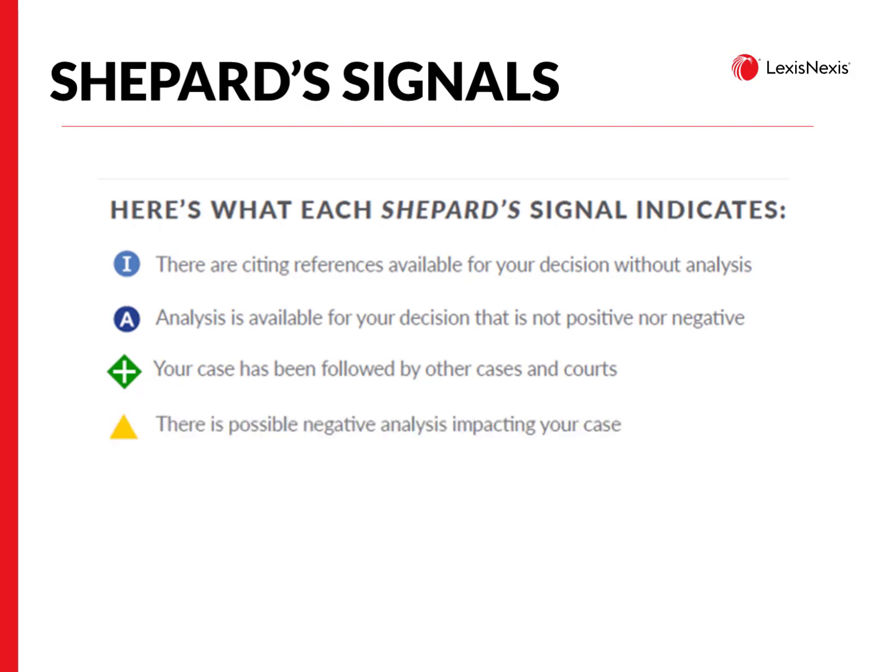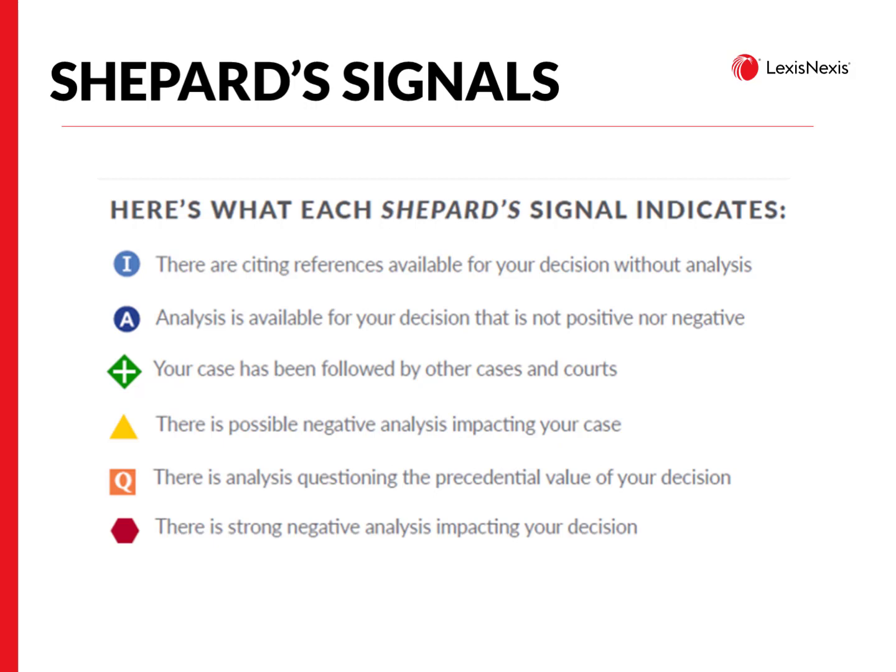The yellow triangle means that the case has possible negative treatment, usually indicating that the decision has been criticized or distinguished. The orange Q indicates that the validity of the ruling in the case has been questioned. And finally, the red stop sign symbol indicates that there is strong negative history with the case. This usually means that the case has been overturned or overruled. These Shepard signals indicate how other cases have treated a particular case. In other words, when they cited to your case, were they following, criticizing, or even overruling your case? It's important to know that the Shepard signal assigned to the case is the worst case scenario, meaning the signal reflects the worst type of treatment your case has received.